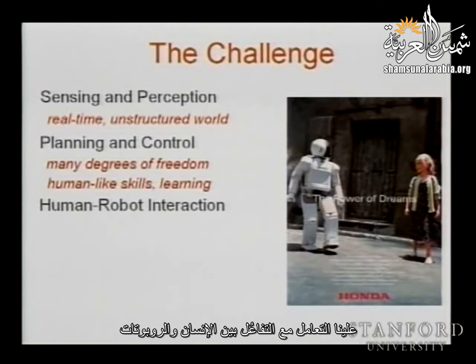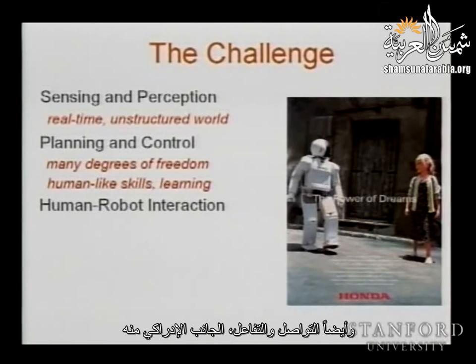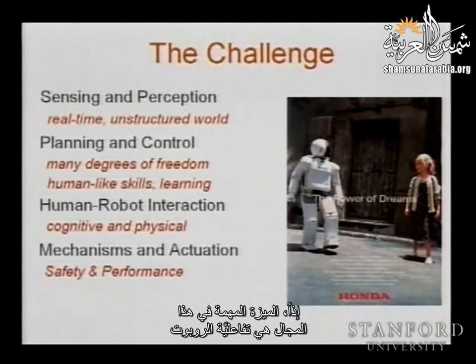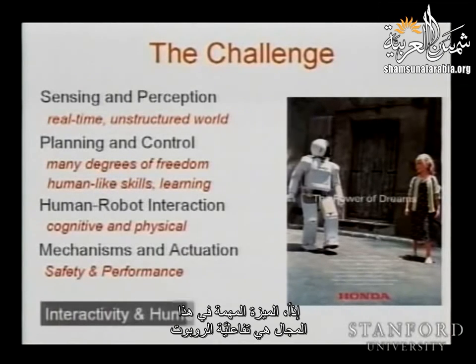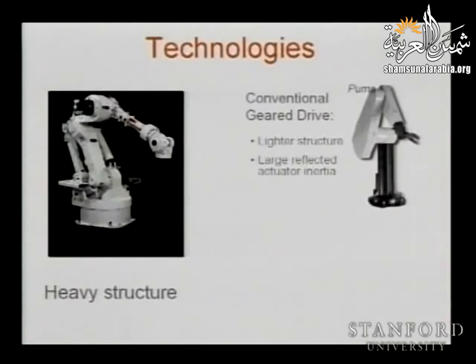You need to deal with the human-robot interaction, which is going to involve both physical interaction, touching the human and working with the human, but also the communication, the interaction, the cognitive aspect of it. And you need to build those robots, and you need to make sure that they are safe. You need to make sure that they are capable but safe. So a very important theme in this area is the interactivity of the robot and also the human-friendly design of the robot so that the robot can really be integrated and working with humans.